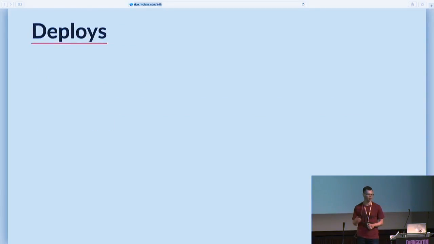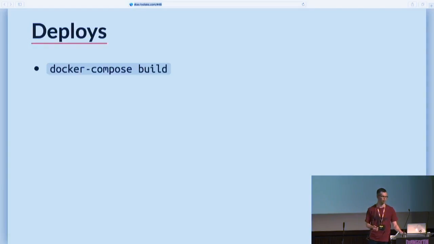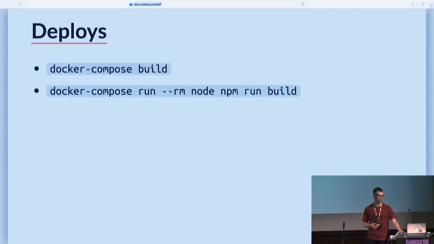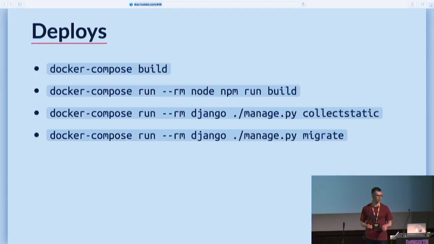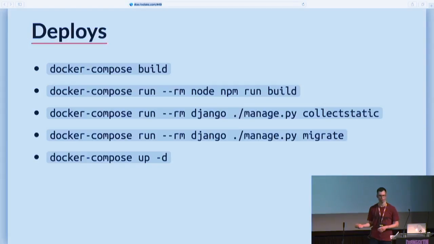Let's also talk about the application deploy process. That one also became a bit simpler, because lots of work gets done by the Docker image building process. So what we do when deploying is letting Docker Compose build all the updated images for any services that changed. Then we compile the front-end assets using our node service or image. After that, we can run Django's collectstatic command and apply any migrations to the database. And finally, we tell Docker Compose to restart any services that have changed.